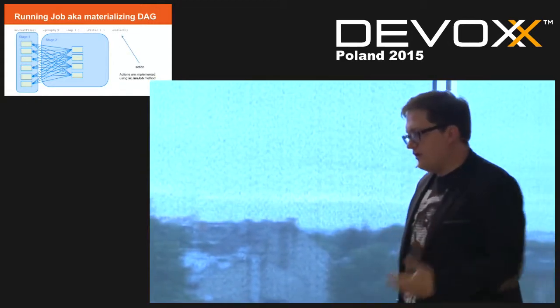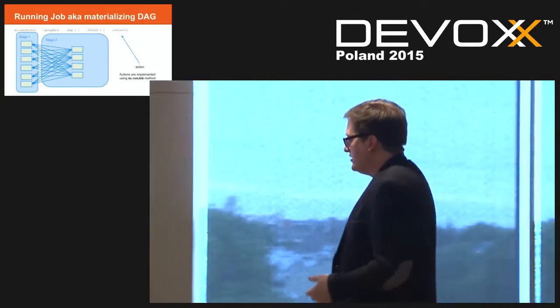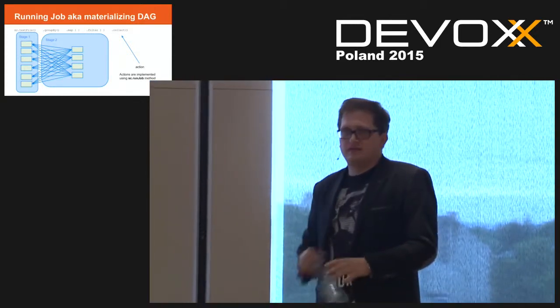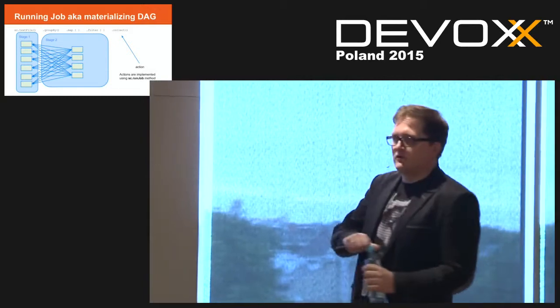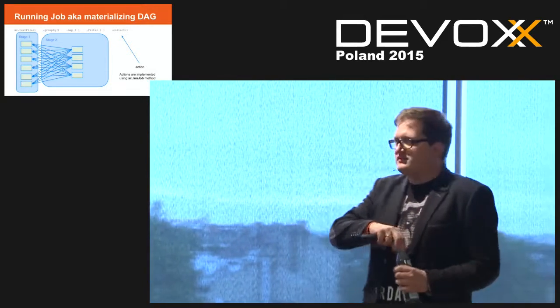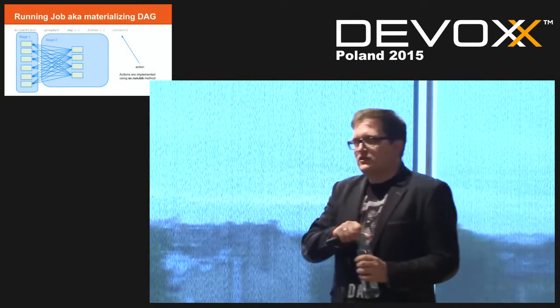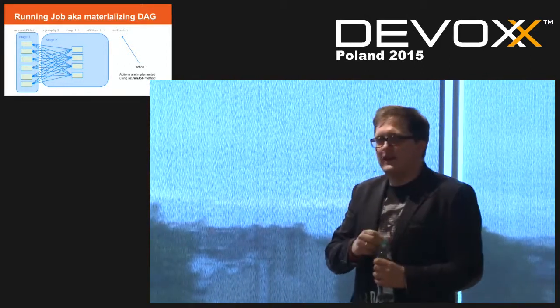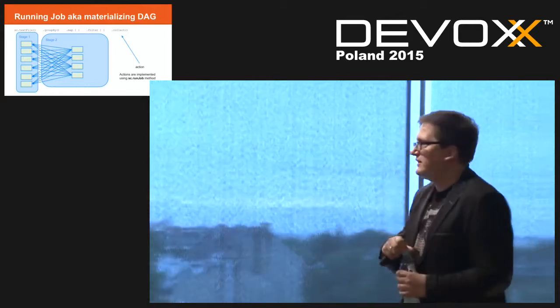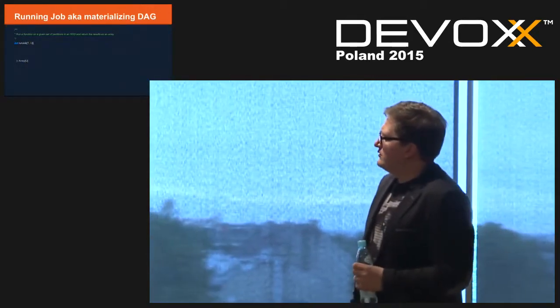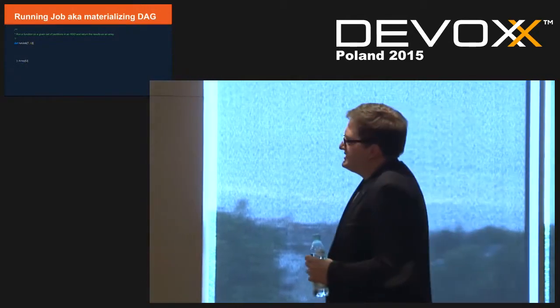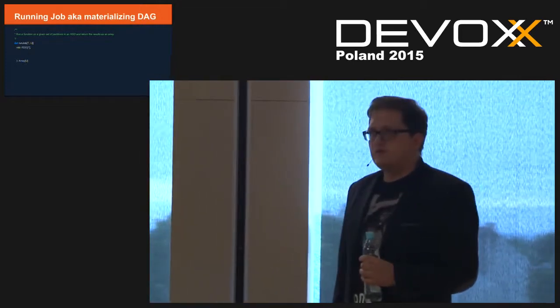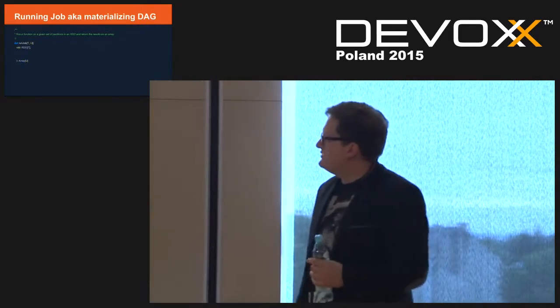And all actions internally will use one single method, which is called runJob. If you understand how this method works, you will be able to read every single implementation of any action within the Spark API. So runJob takes 3 parameters.